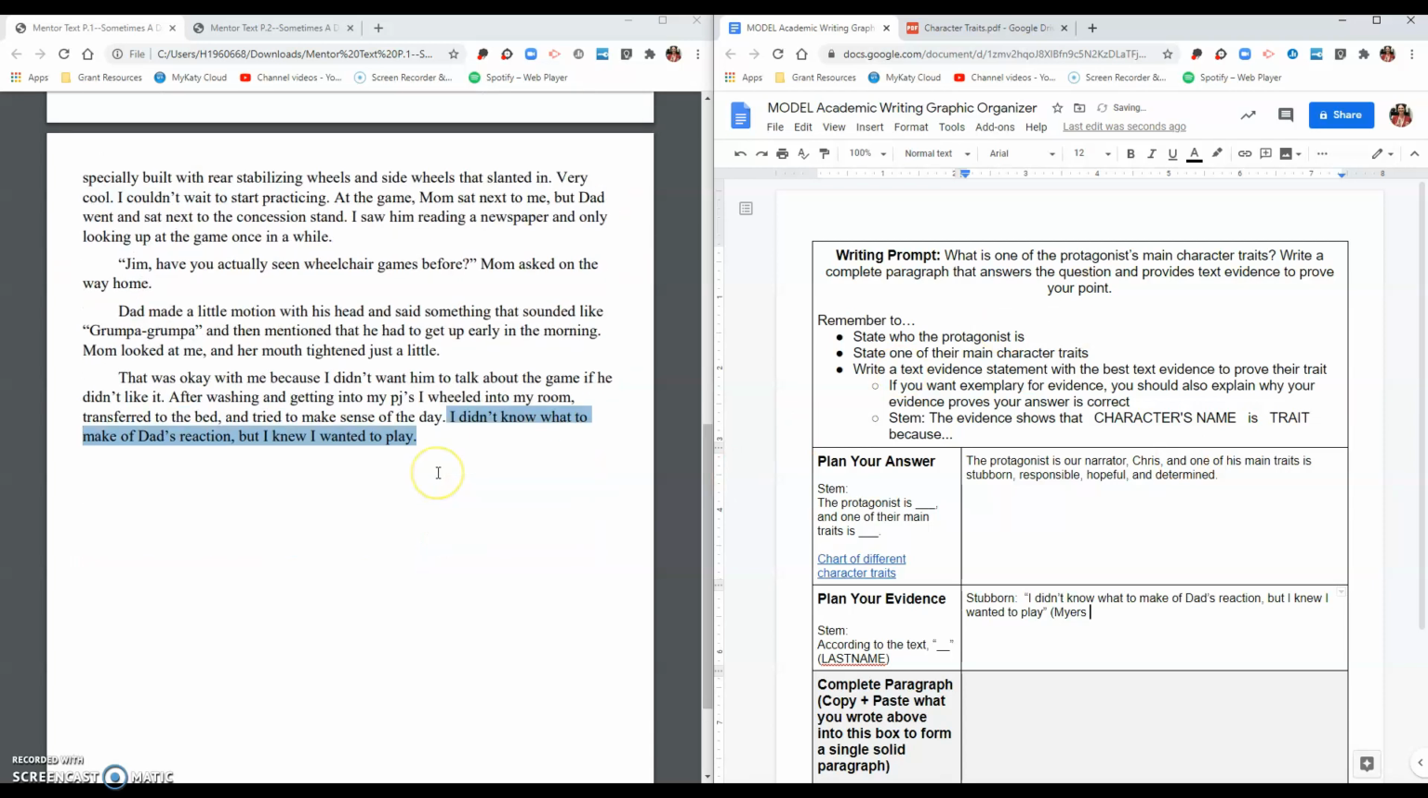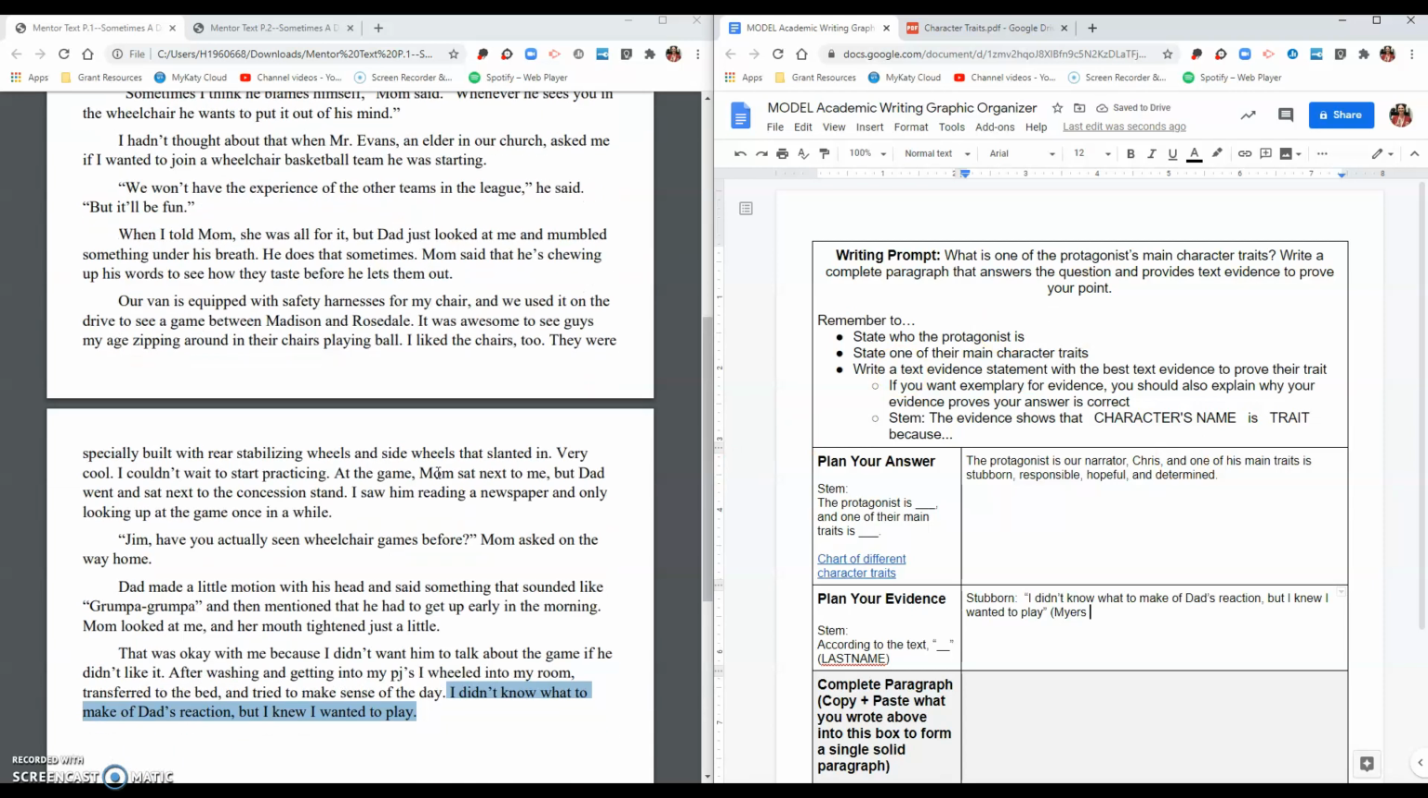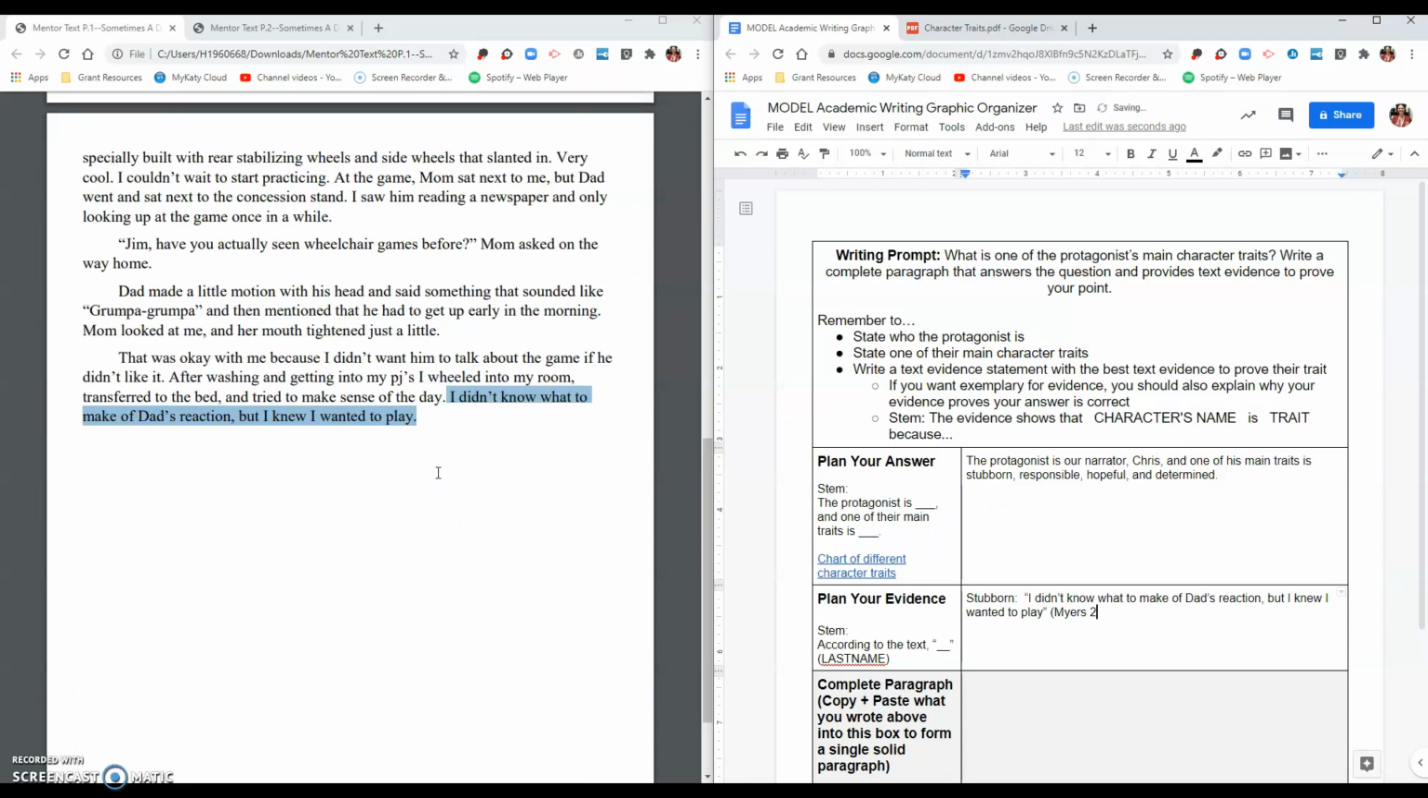And we are on page 2. Notice I only put the number. I don't need to put a P. I don't need to write out page. It's just last name, page number. So it's Myers 2. And then finally, now that I've entered my citation, my sentence is finally over and I can add my period. Remember, the period goes all the way at the end because your sentence isn't over until you have cited your quote. Okay, so there's my quote for stubborn.